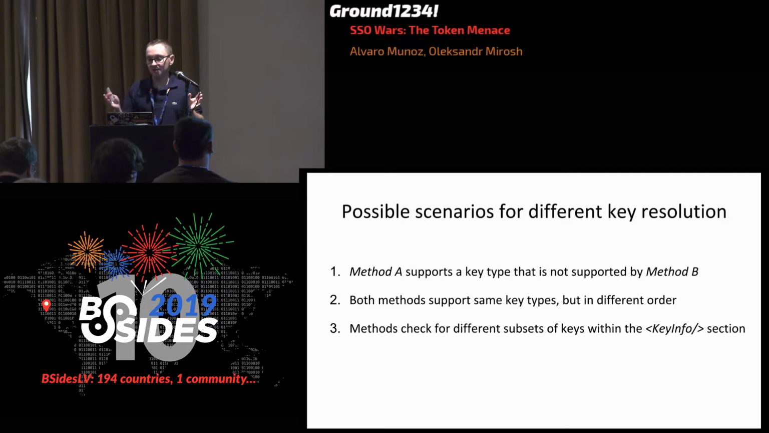So let's see examples of differences between these methods that can be used for attack. The first method can support some type of key identifier that is not supported by the second one. Both methods can process elements in different order, or they can even use a different subset of these elements. Now let's see how this attack looks on real world applications and frameworks.